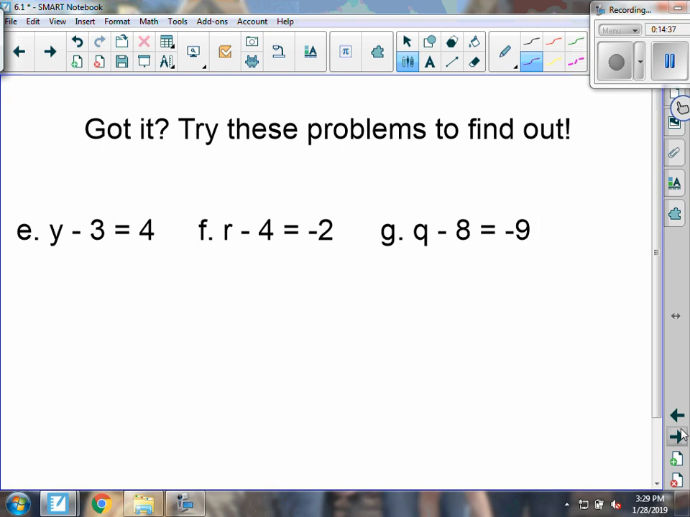Okay, so go ahead and pause this and take a moment to try these 3 problems. If you need more time, feel free to pause this and take some more time.